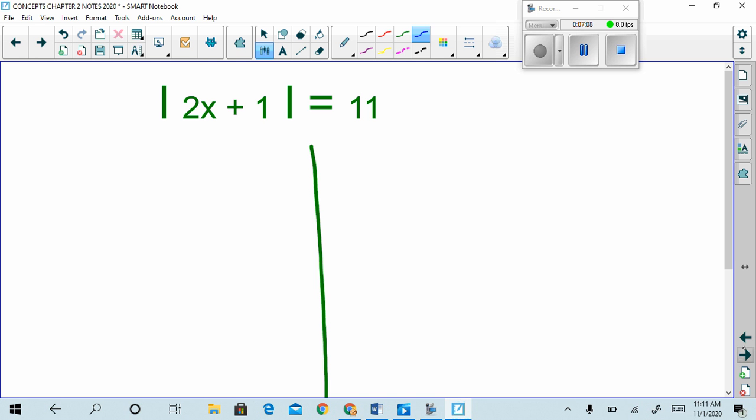Practice this next one with 2 steps. And again, as long as you remember to solve it twice, you're in a good place. Watching your signs.